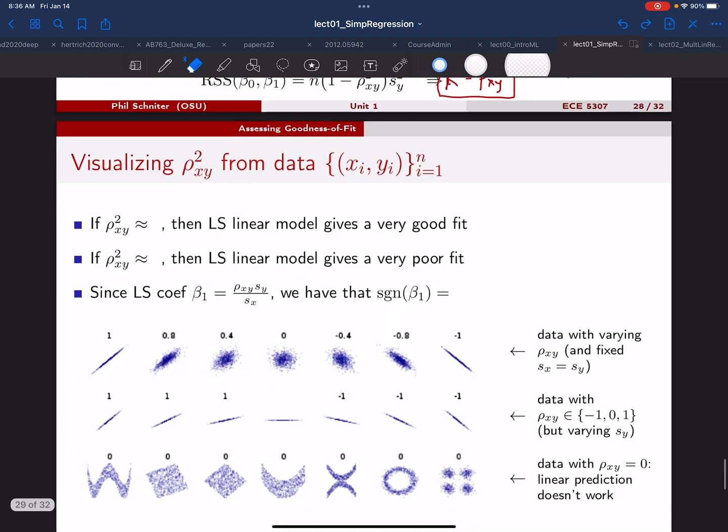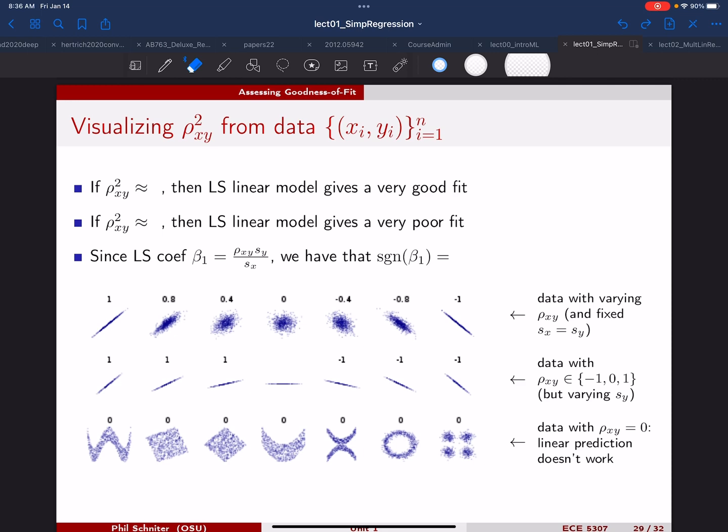Okay, so let's visualize this rho xy squared from our data, because we know that rho xy squared is just r squared if we do the least squares fit. And let's try to visualize some different data sets. If this is close to 1, least squares gives a very good fit. If it's close to 0, least squares gives a very poor fit. And finally, one other thing. Since the least squares coefficient is this beta 1, where rho can be positive or negative, we know that the sign of beta 1 is always going to be equal to the sign of rho xy.